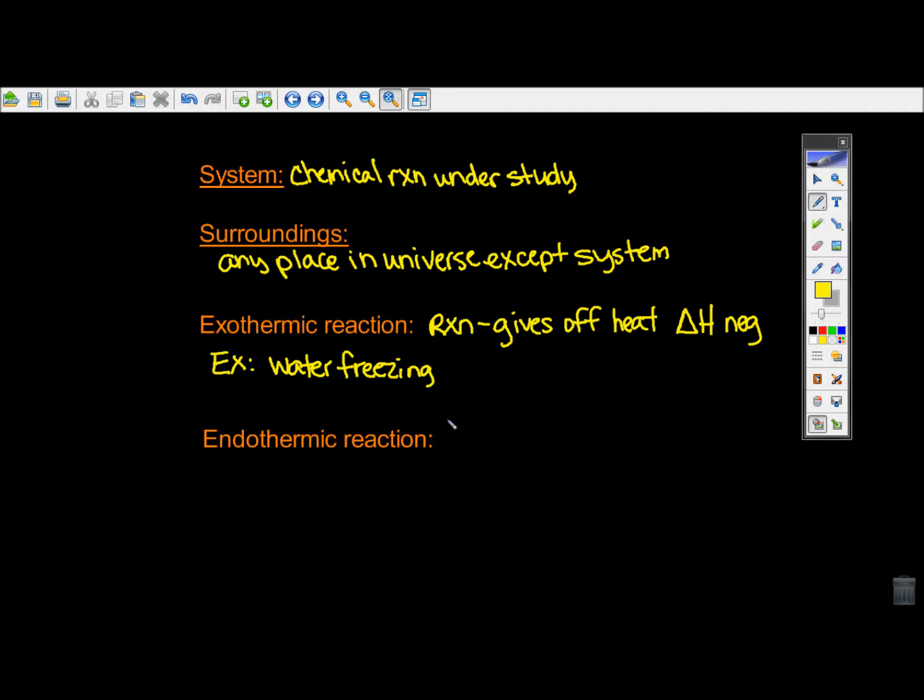For an endothermic reaction, it's just a reaction that takes in heat. And when you calculate the heat of formation, or enthalpy, the number will be positive. An example of this would be cooking soup. You're cooking soup over the stove. The stove is giving heat to your soup, and your soup becomes warmer.